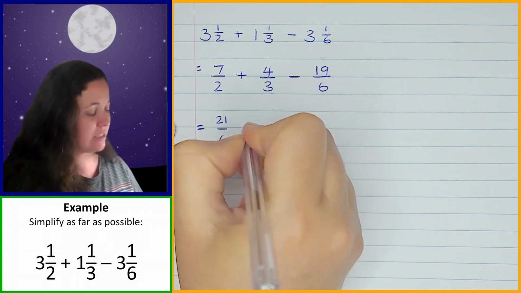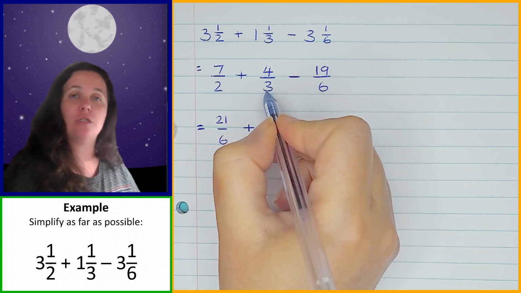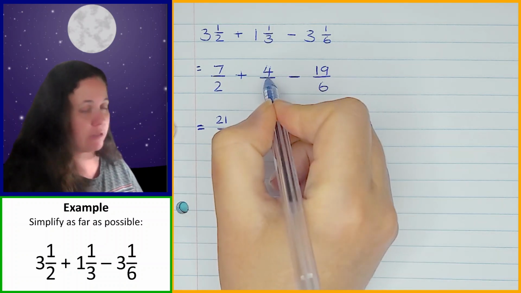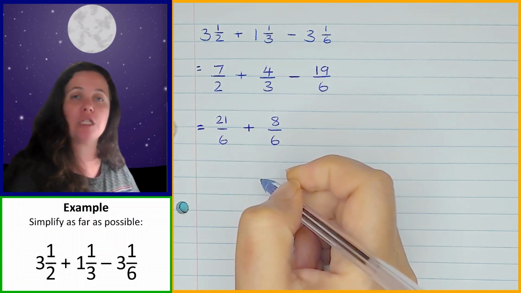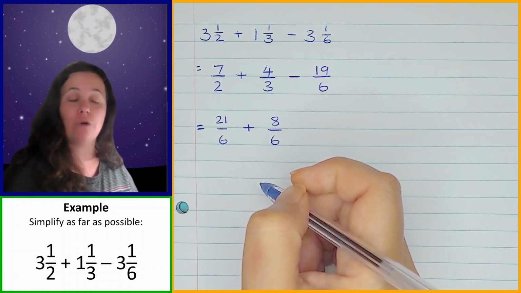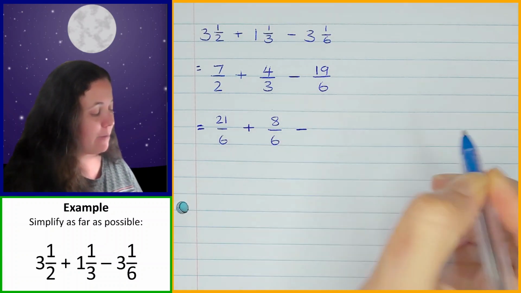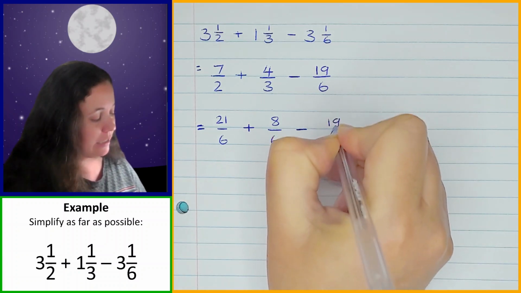So now I've got 21 over 6 plus the next fraction. I need to multiply the denominator by 2 to get 6. So that's going to be over 6. But I'm going to multiply the numerator by 2 as well. And that gives me 8. Remember, when you're working with common fractions, whatever you do to the top of the fraction, the numerator, you have to do the same thing to the denominator. Okay, so then minus. And this one is already over 6, so it's not going to change. So it's going to stay 19 over 6.